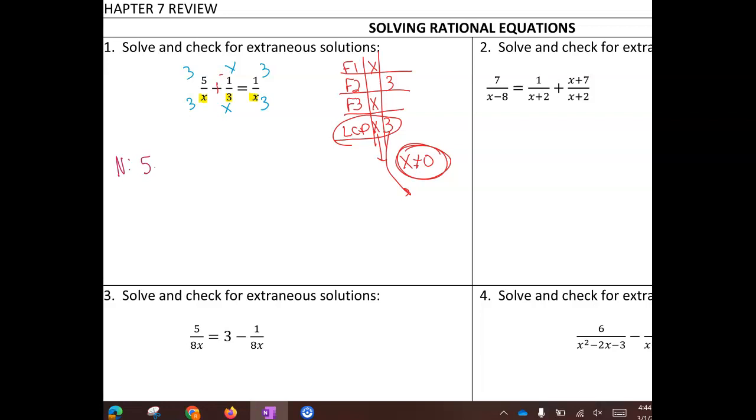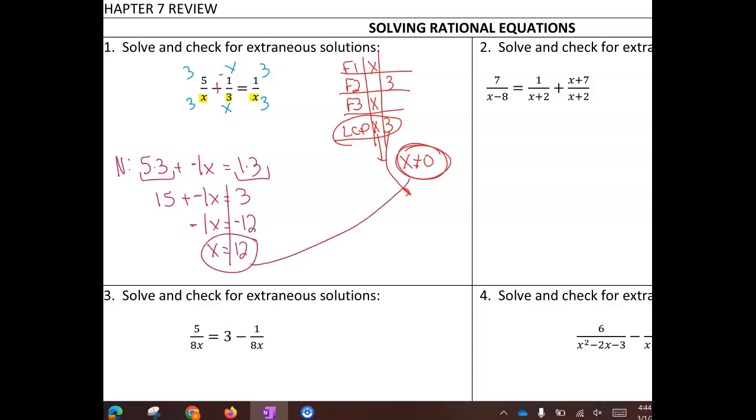I have a 5 with a 3. I have a -1 with an x, and then a 1 with a 3. So this becomes 15 plus -1x equals 3. So now I'm going to solve for x. I'm going to subtract the 15 over, which gives me -12. Then I'm going to divide, and I get 12. And that is an acceptable answer. I just can't have 0.